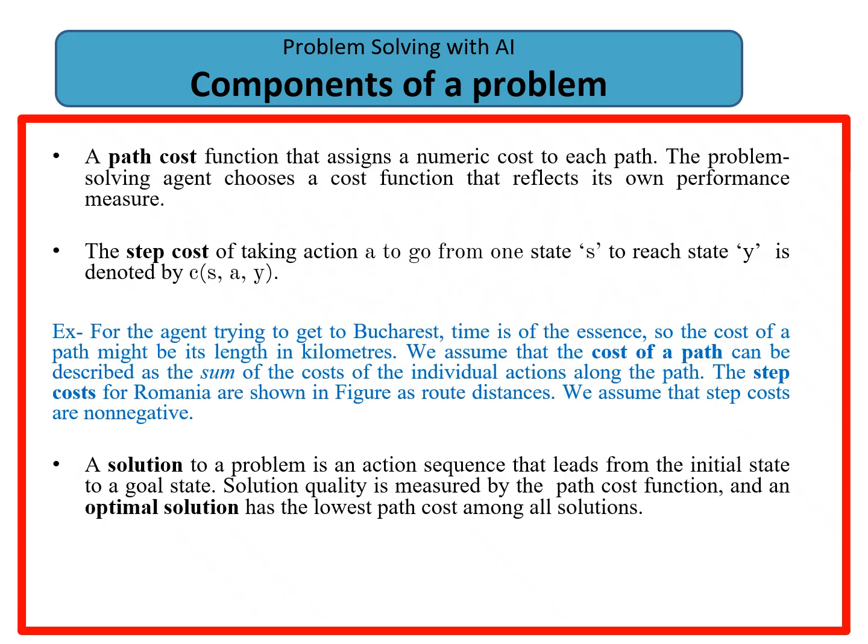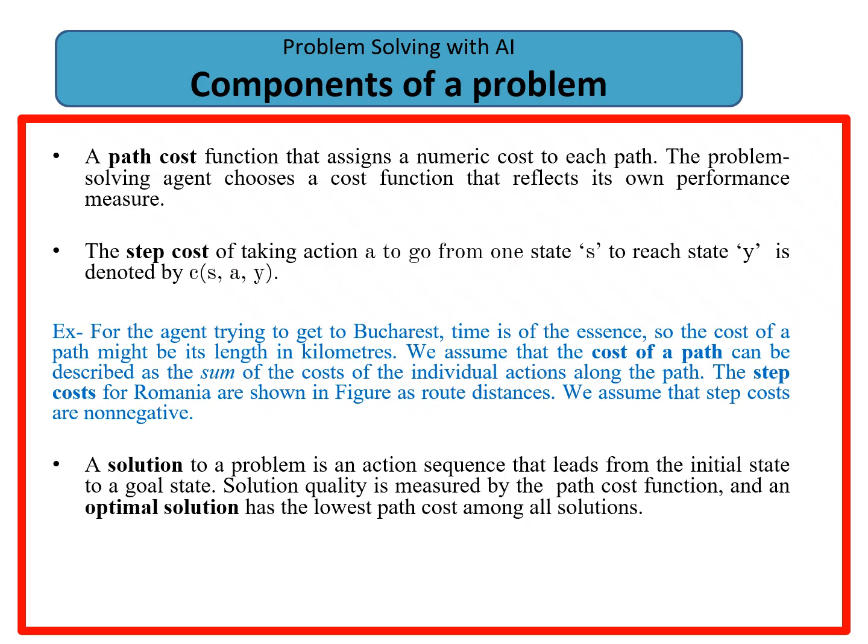Next is path cost. The path cost function assigns a numerical cost to each and every path. The agent tries to find the path with the lowest cost. The cost of moving from one state to another is the step cost, represented as c(s, a, s'), where s is the current state, a is an action, and s' is the resulting state. The total path cost is the sum of all step costs. The path Arad, Sibiu, Rimnicu Vilcea, Pitesti, and Bucharest is 418 kilometers. The path cost helps the agent choose the most efficient route.